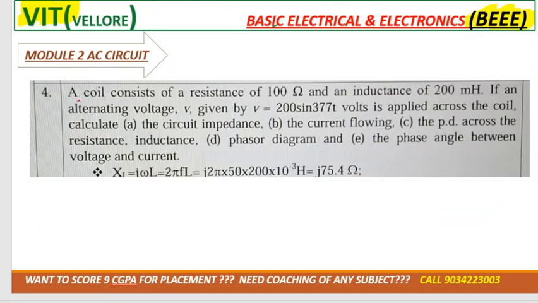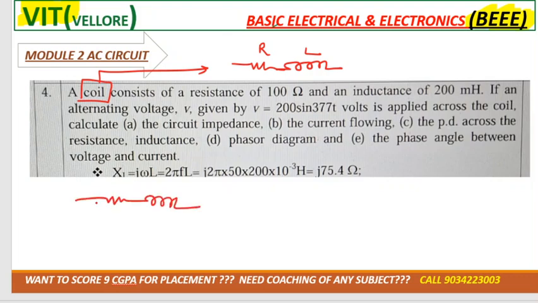They said first of all coil. Whenever they say coil, it means the combination of R and L, nothing else. Okay, coil means R and L. So whenever they say coil, draw the diagram of coil, that is R and L. R value they have given as 100 ohm and L value as 200 millihenry, means 200 into 10 raised to power minus 3.